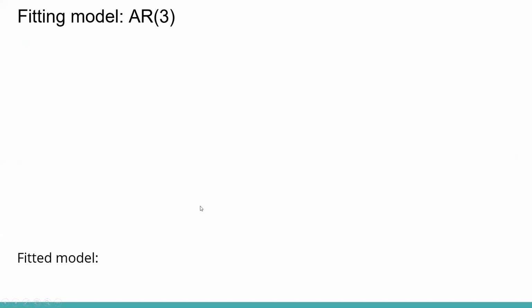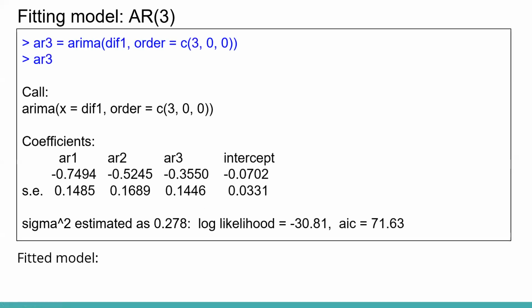Okay. The next thing is AR of order 3. Can you see that now? In the AR of order 3, it's going to be 3, 0, 0. And of course, you're going to have a lot of predictors, AR1, AR2, AR3, because you're talking about AR of order 3.